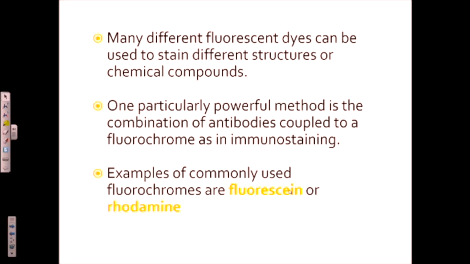One particularly powerful method, which I think Thorne is already doing, is the combination of antibodies coupled with a fluorochrome. It's such a great technique, and a couple of people in our lab are doing it. Examples are using fluorescein or rhodamine, and it's a very popular technique of immunohistochemistry. If anyone wants to know how to do that, you should come to our lab. There are a couple of people who are doing it almost regularly.